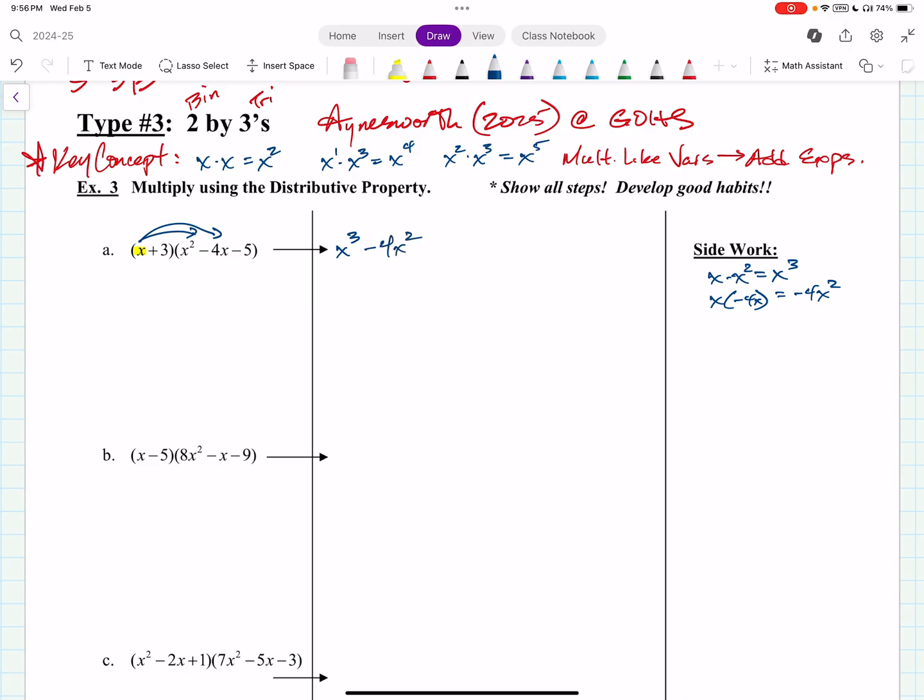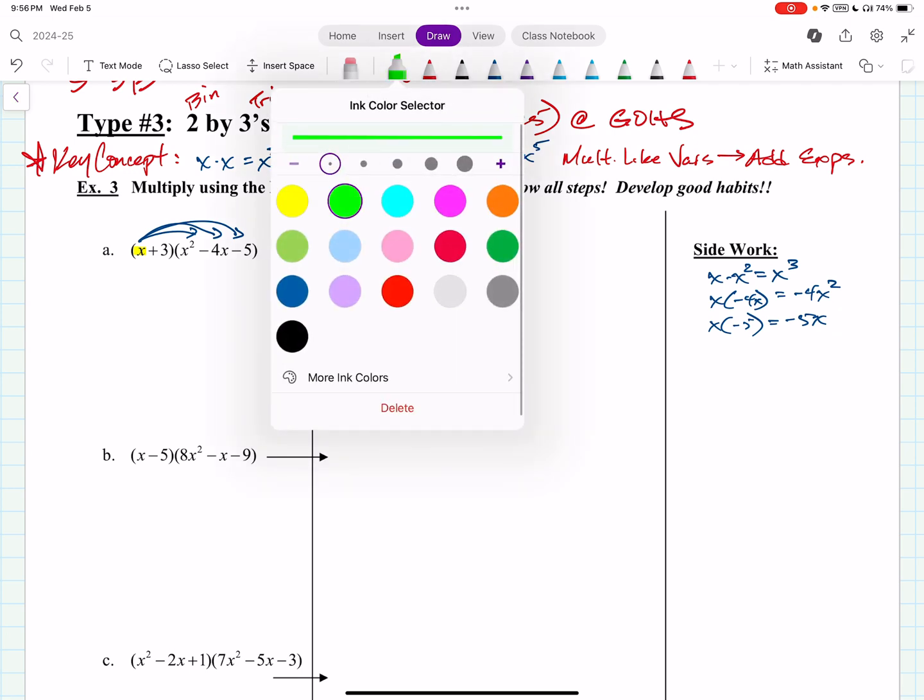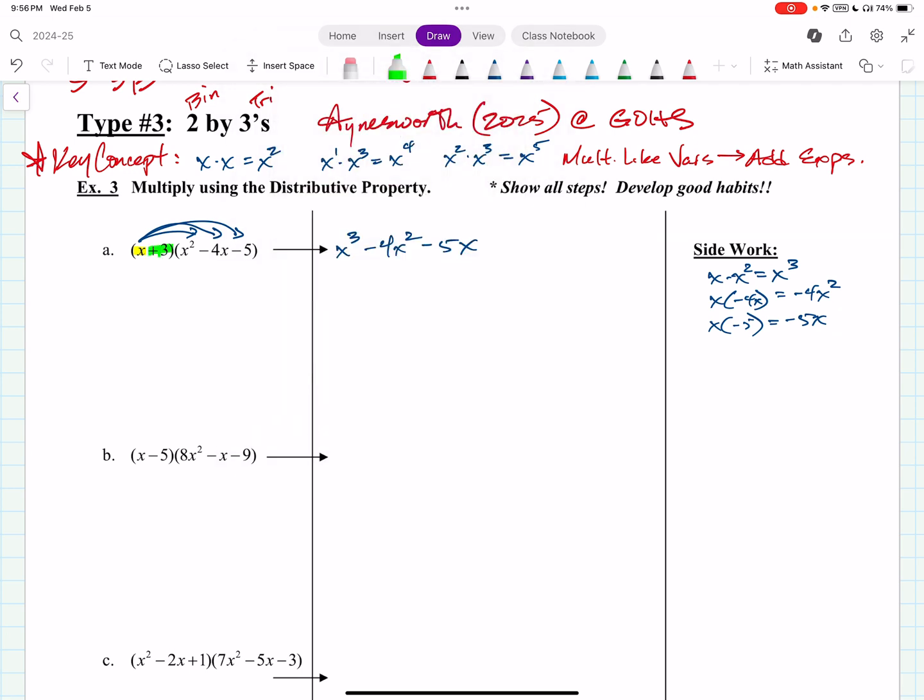Now I have this third column over here for side work, and if you need it, use it if you're learning. People that know what they're doing don't need this, but if you do, great. Then we're going to take x times negative 5. x times negative 5 is just negative 5x, so minus 5x here. Okay, switch colors. Now we have to distribute the second term, which is the plus 3, right? I have to distribute that into the trinomial, which means I need to multiply three times.